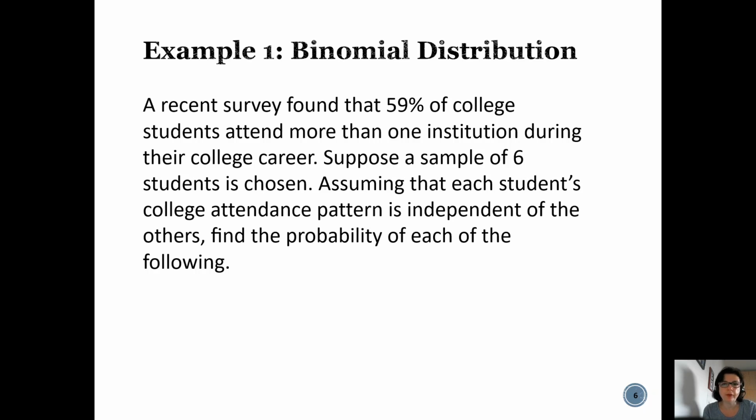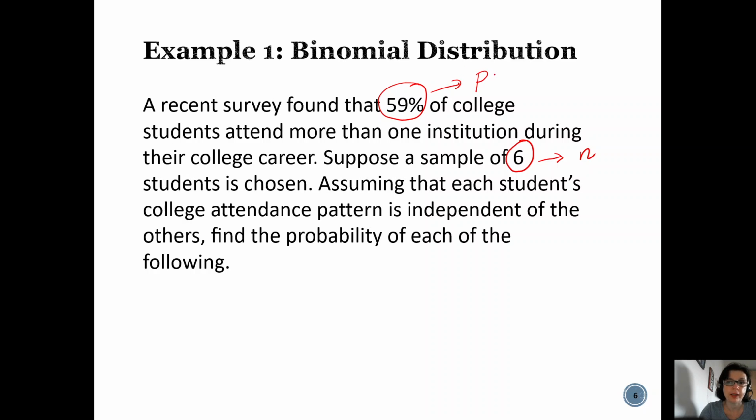In this example, we've got 59% of college students attend more than one institution. So you can think of a college student either attending more than one institution, which is going to be success, or not. And then that's failure, right? So the first thing you do is you figure out what's your N. N is the number of trials. Now it says, suppose a sample of 6 students is chosen. So this 6, that is your number of trials. That's N, okay? And then the percent that is given in the question, that's always going to be converted to a decimal. So you have to remember that.